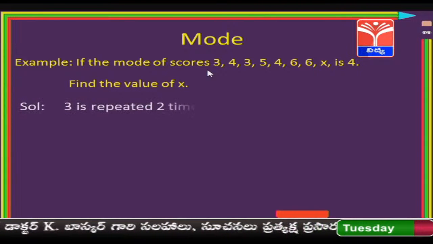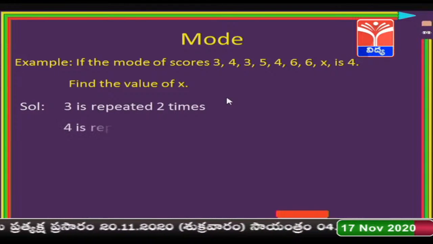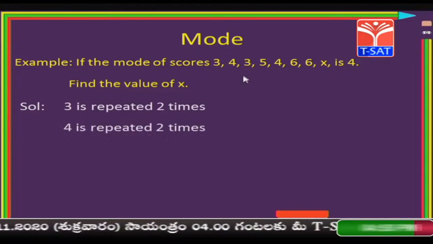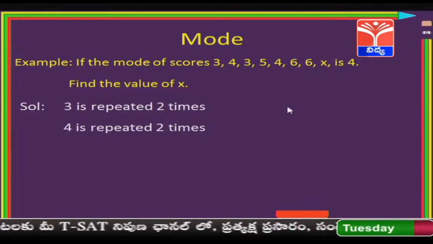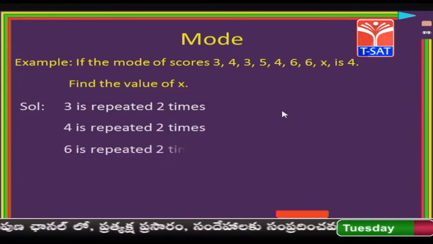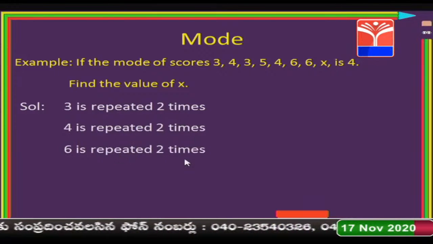How many times is each observation repeated? 3 is repeated 2 times. 4 is also repeated 2 times. The observation 5 is not repeated, but the observation 6 is repeated 2 times. So 3 is repeated 2 times, 4 is repeated 2 times, and 6 is also repeated 2 times.